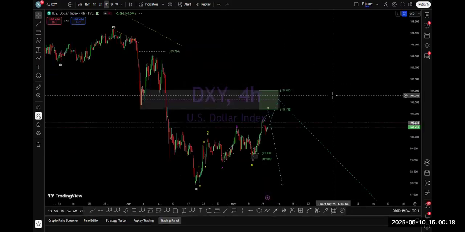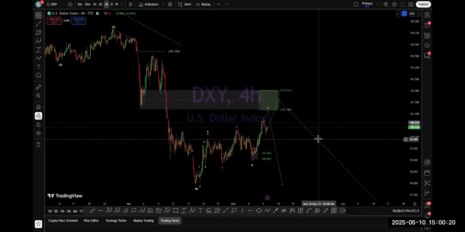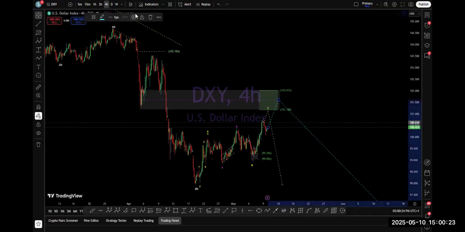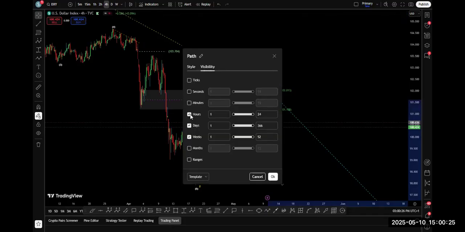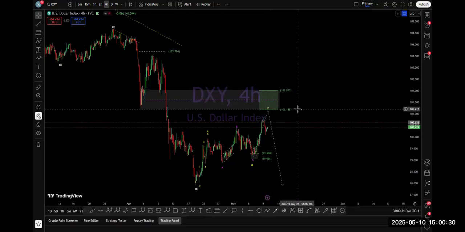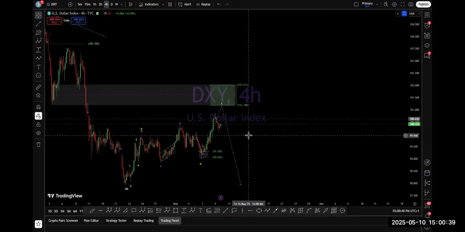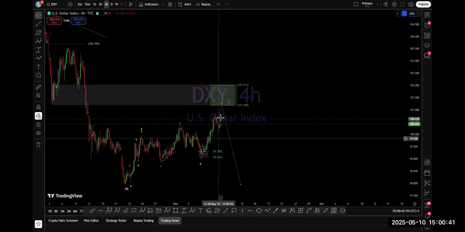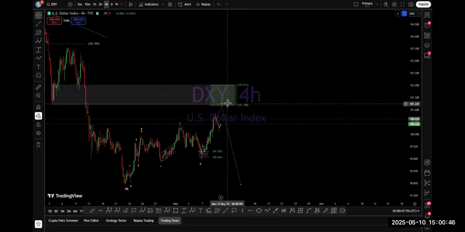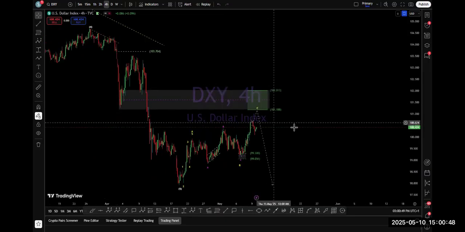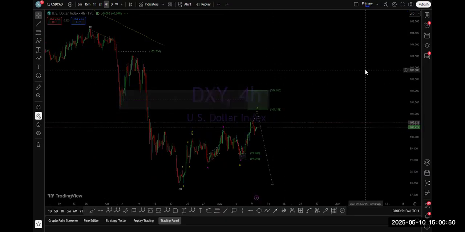So going down to 4 hours, you can see our target. Our target is 101, 102. So this is the zone we target the price to go up before the selling continues. Though it may continue from here, from my own view, it will go up again towards this zone before dropping. Okay, that's for DSY.